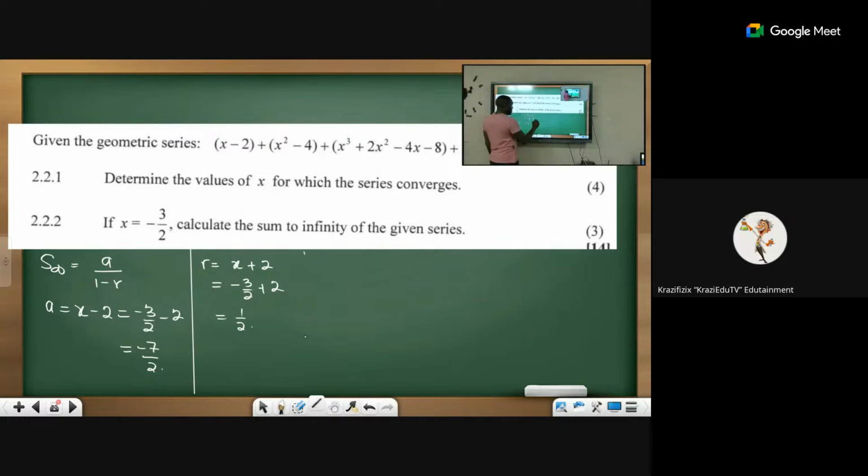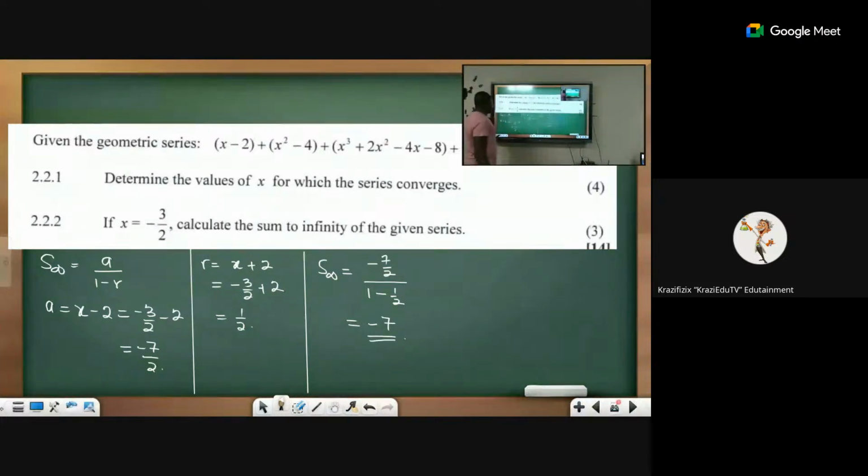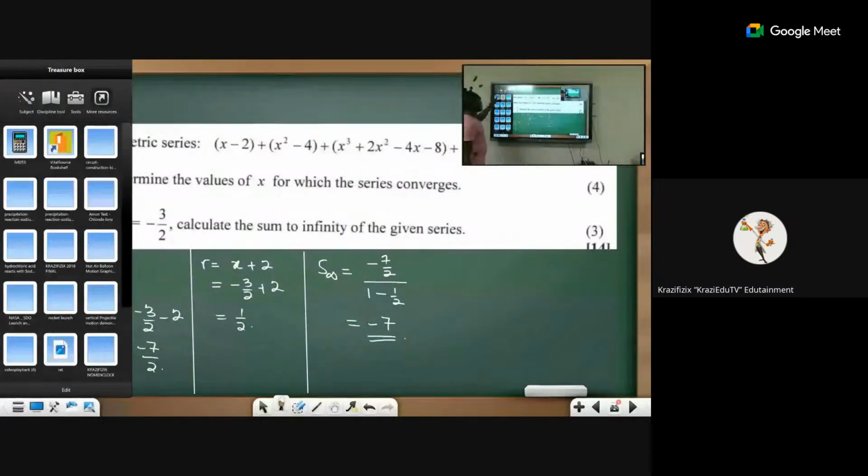So what is sum to infinity? What is our a? -7/2, over 1 minus half. What will that give us? 1 minus half is half. So my answer should be -7. Answer should be -7.